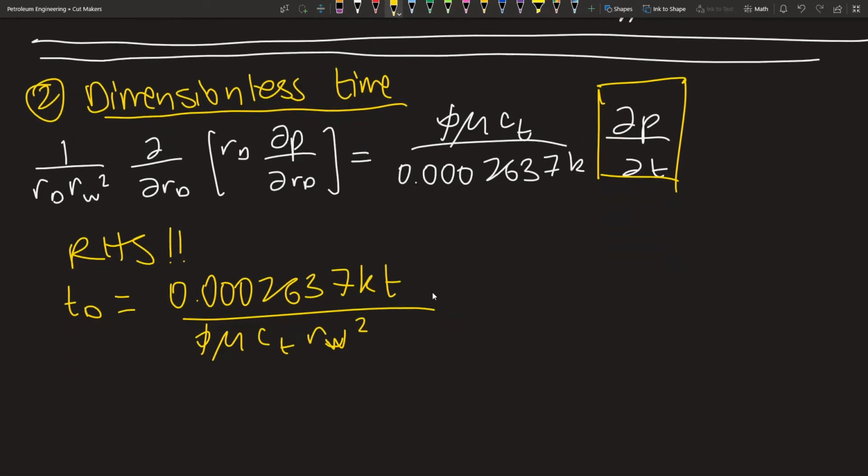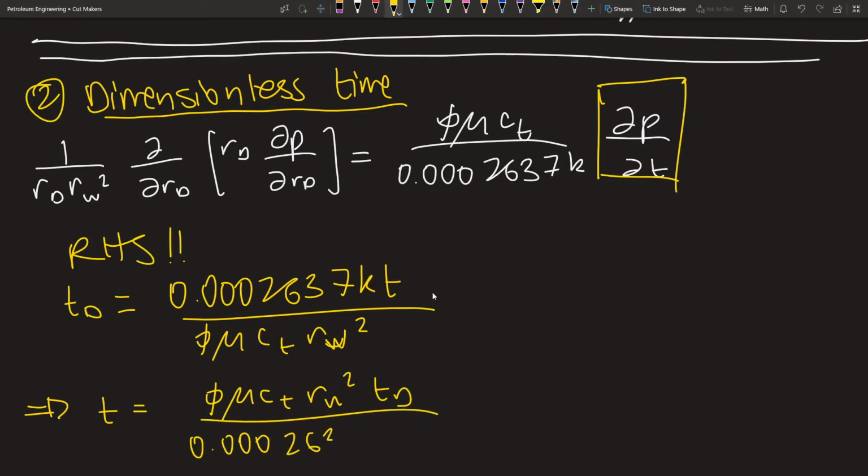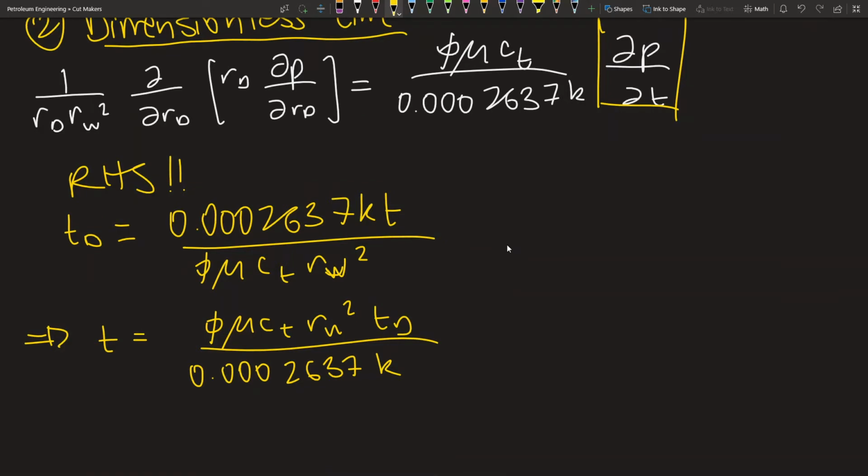Okay, now I want to rewrite this in terms of time. So t is equal to phi mu c sub t r sub w squared t sub d over 0.0002637k. Okay, now why can I do that?